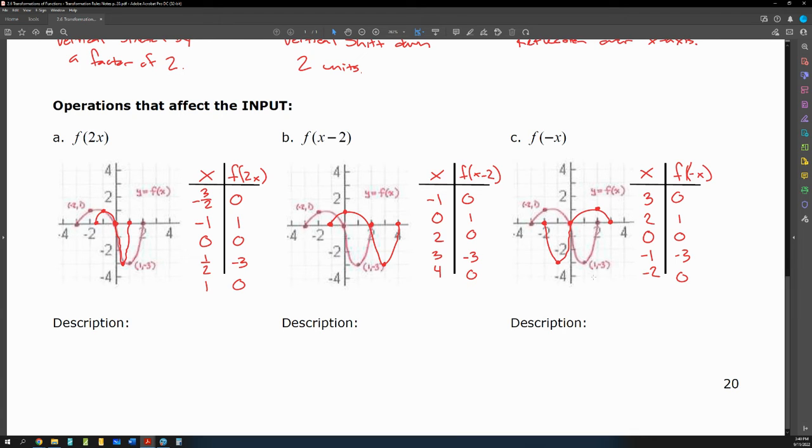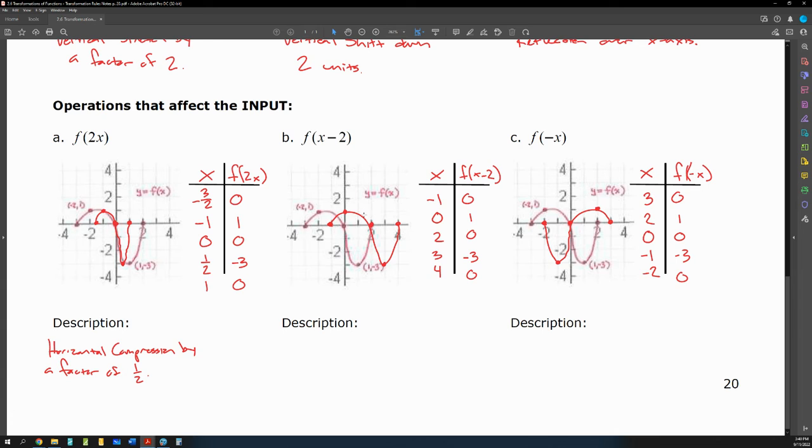Okay, so now let's look at these graphs and see exactly what we notice about these transformations and their original equations, or representations, I should say. So for the first one, here we have a horizontal compression by a factor of 1/2. If I put a coefficient in front of the input, if that coefficient is greater than 1, it's going to be a horizontal compression by a factor of its reciprocal.